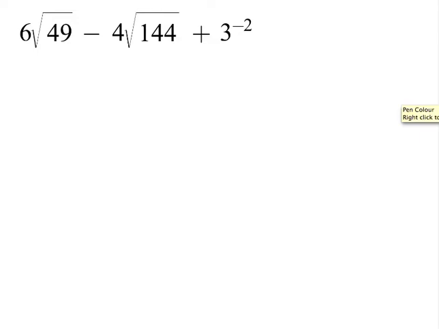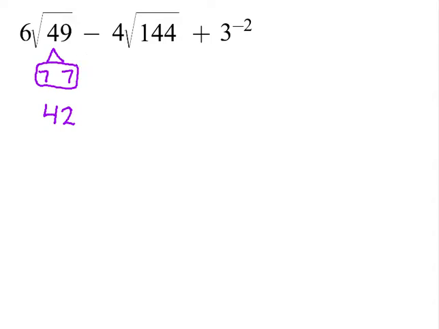6 root 49 minus 4 root 144 plus 3 to the negative 2nd power. So what do you know in this problem? 49 is what? 7, 7. So really I end up having 6 times 7, which is 42, because you can take out your pairs and you're left with nothing inside.